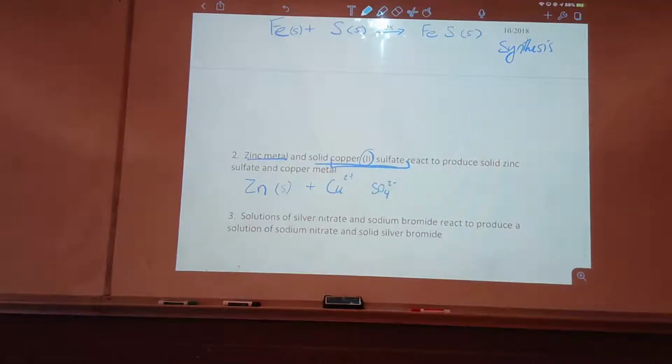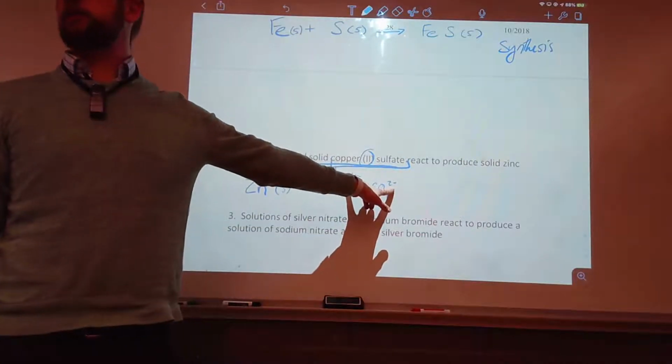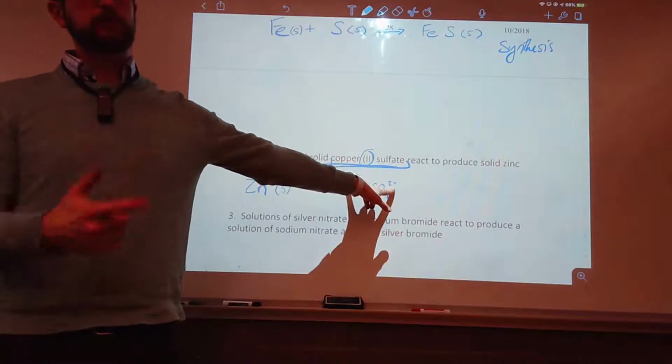Okay, so what would the formula be for copper sulfate then, if they have equal and opposite charges? Would it be Cu2+ SO4? They are equal and opposite, right? 2 plus and 2 minus. So how many of each do you need? One of each.